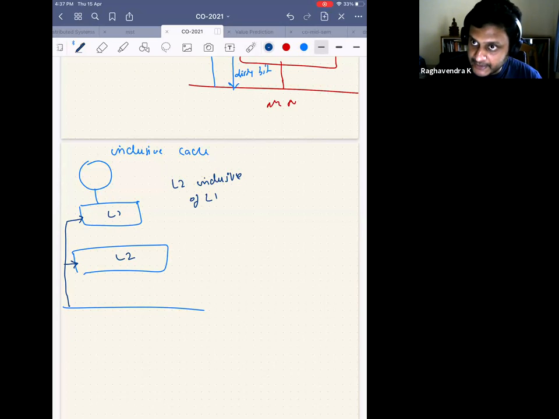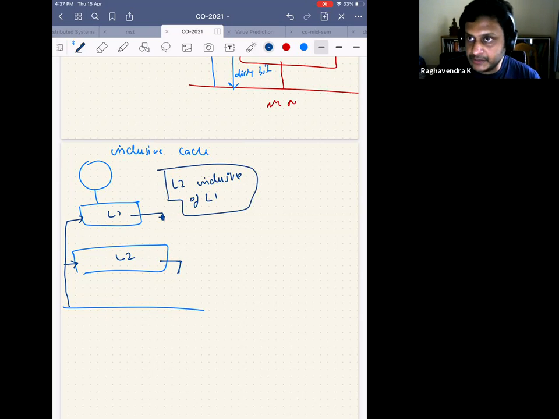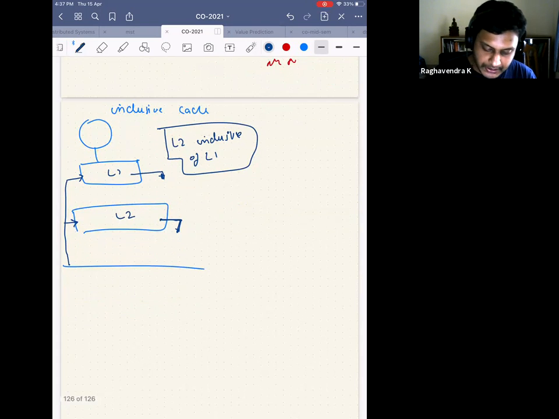At some point, if a block is kicked out from L2, you will ask L1 also to remove that block, because you have to maintain the strict inclusivity principle. L2 should have whatever L1 has. So if L2 kicks out a block and L1 has the same block, I ask L1 to kick out that block. So this is called an inclusive cache.